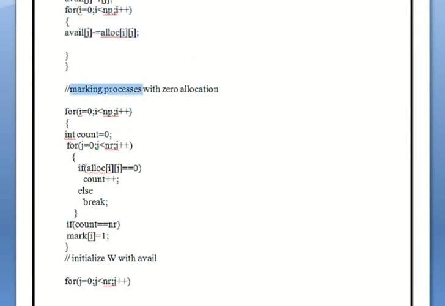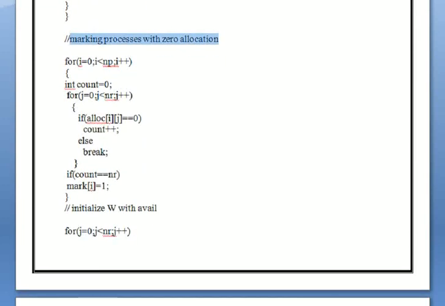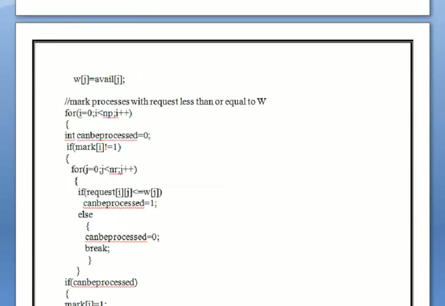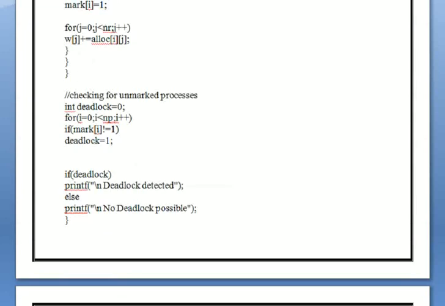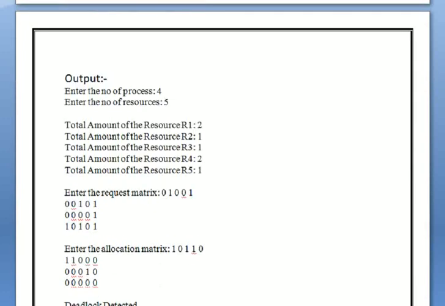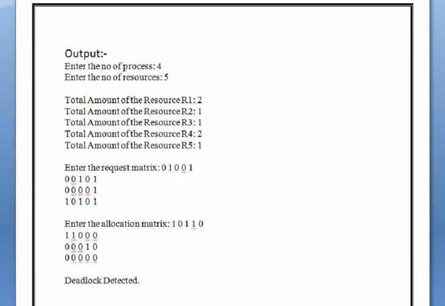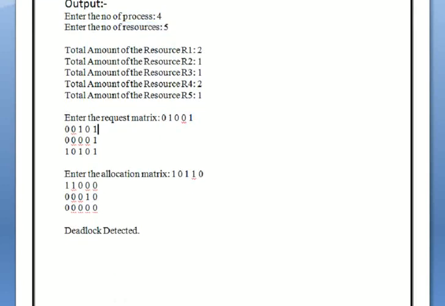Here we mark the processes with 0 allocation. For that we have written this routine, and this is the program. Checking for unmarked processes, the deadlock will be detected. So this is the output. We enter the number of processes and resources. From that, we take the request matrix and allocation matrix. Likewise, we use that calculation method and the deadlock is detected.